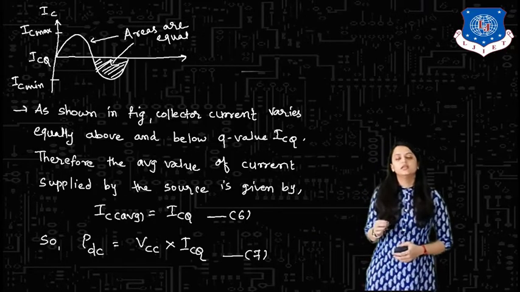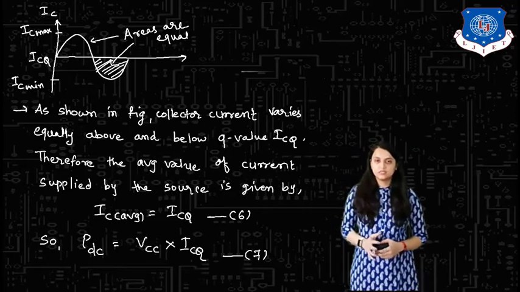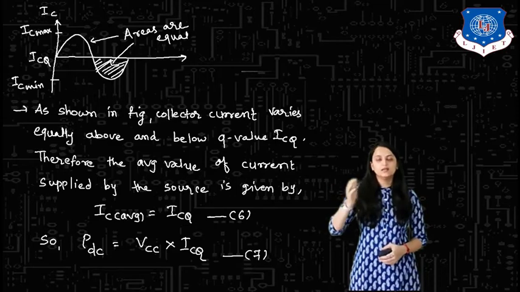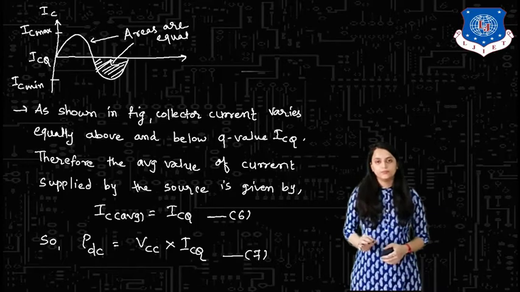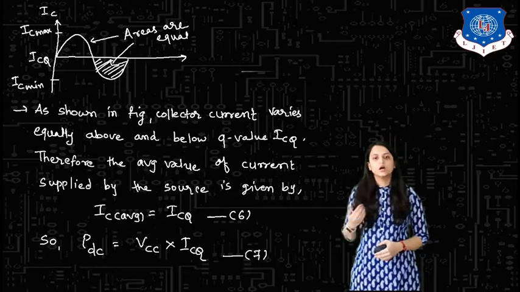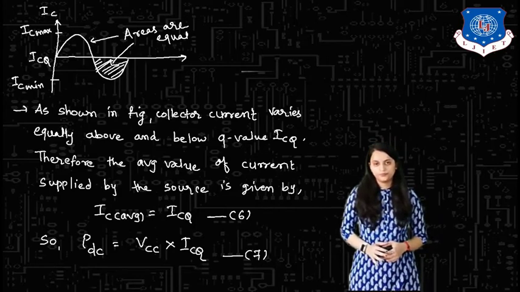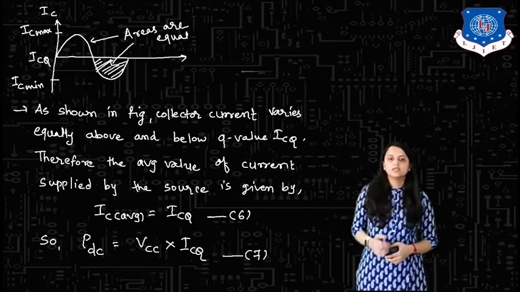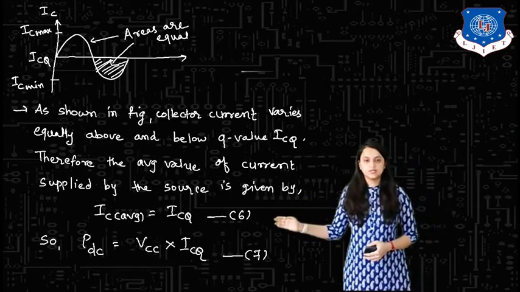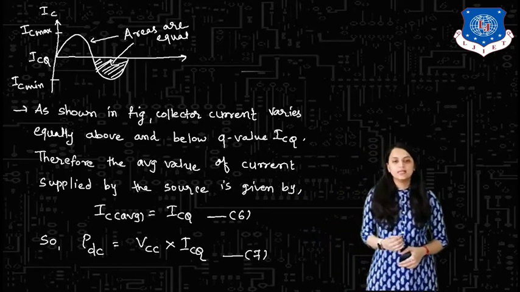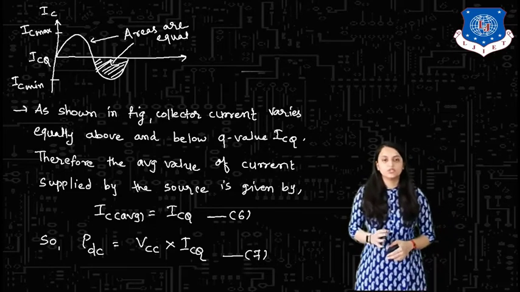Now, here the collector current waveform is indicated. As you can see, the areas in the negative half cycle and in the positive half cycle are equal. So as shown in the figure, collector current varies equally above and below the Q value of ICQ. Therefore, the average value of current supplied by the source is IC average equals ICQ, which is equation number 6. So PDC equals VCC into ICQ, equation number 7.